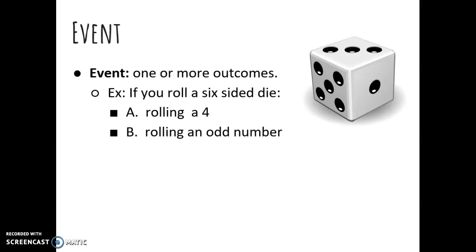Rolling an odd is the same as rolling a 1, a 3, or a 5. Or you could say an event is rolling a number greater than 2. A number greater than 2 would be rolling a 3, a 4, a 5, or a 6. So it could just be one outcome, or it could be a combination of outcomes that would define an event.